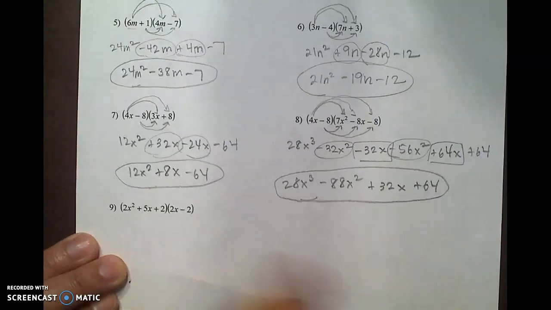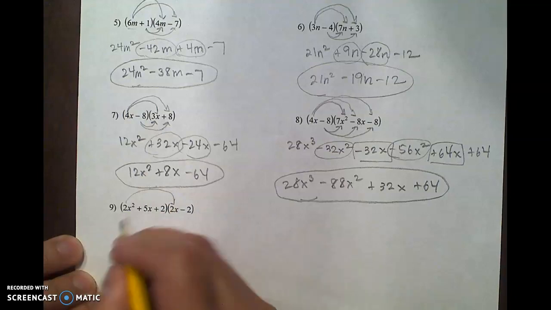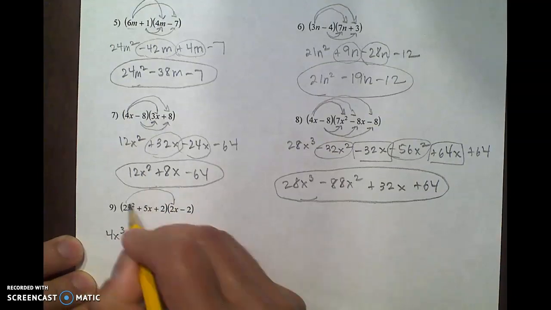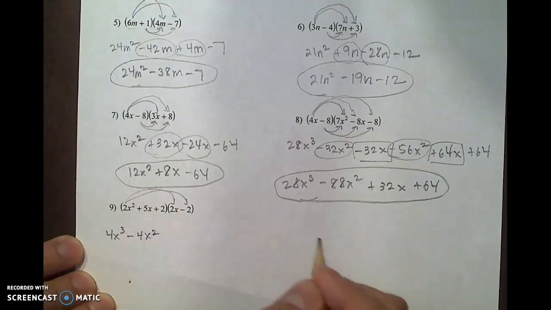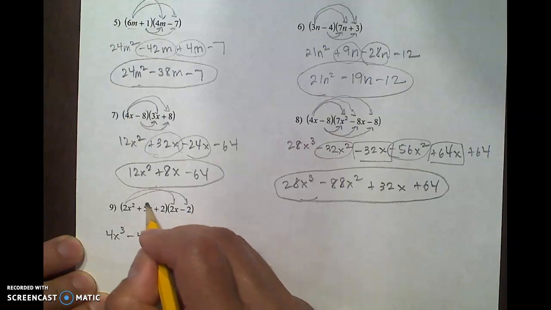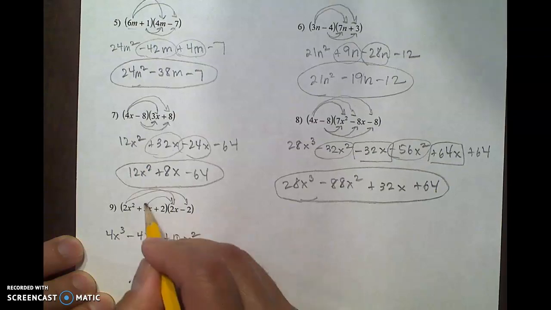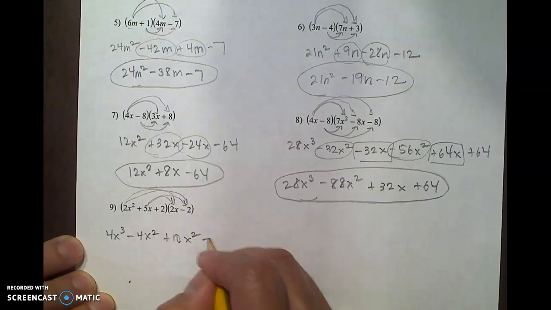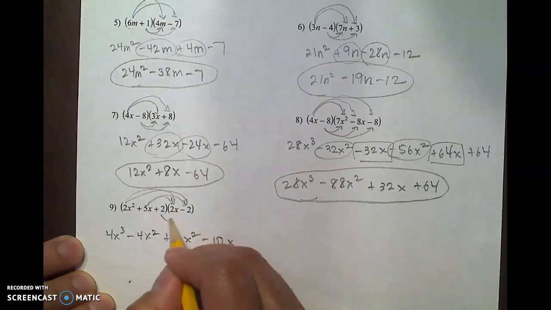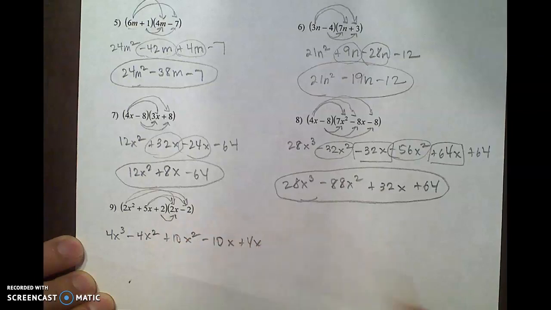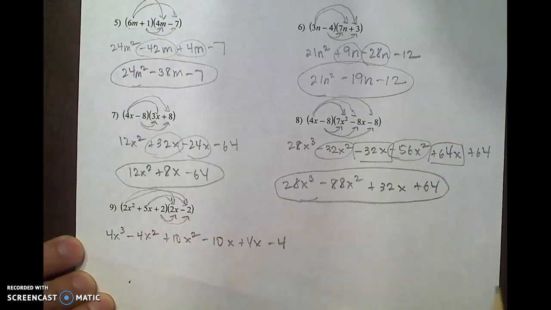Number 9, again we're going to distribute 2x squared to this 2x, 4x cubed. 2x squared times negative 2, negative 4x squared. 5x times 2x, 10x squared. 5x times negative 2, negative 10x. 2 times 2x, 4x. 2 times negative 2, negative 4.